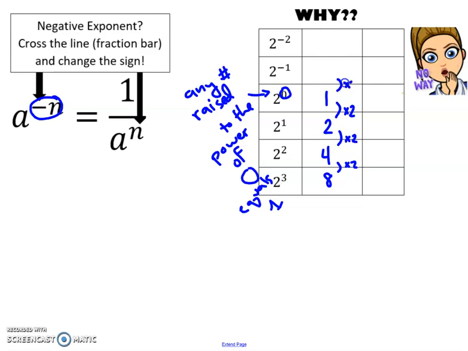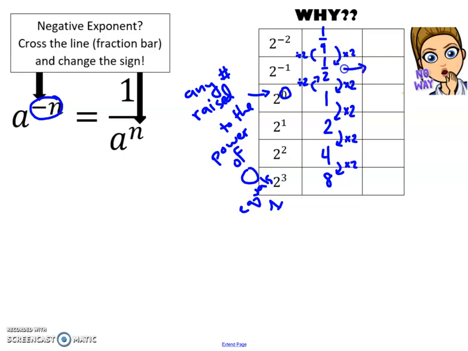What number times 2 equals 1? Well, that would be half. Another way to think about it is, I'm multiplying by 2 as I grow, and I'm dividing by 2 as I go backwards. So then what would be up here? Well, half of half is 1/4, and 1/4 times 2 gets me 1/2. So 2 to the negative 1 is 1 over 2.